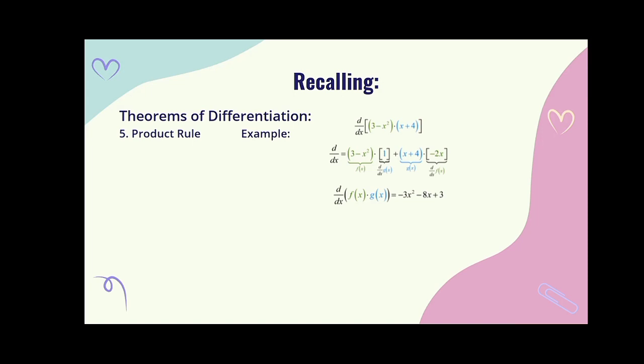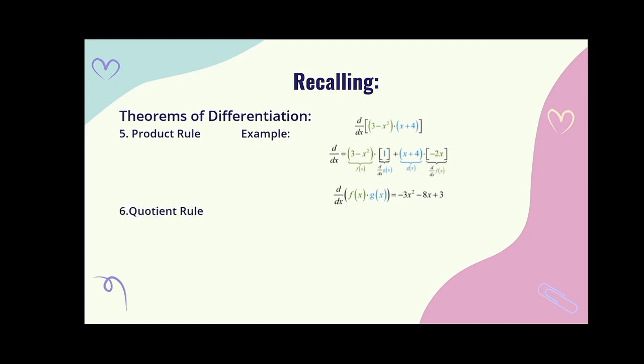So the derivative of 3 minus x squared, or the f of x, is equal to negative 2x. Then we will do the distributive property, and the answer for this is equal to negative 3x raised to 2 minus 8x plus 3.